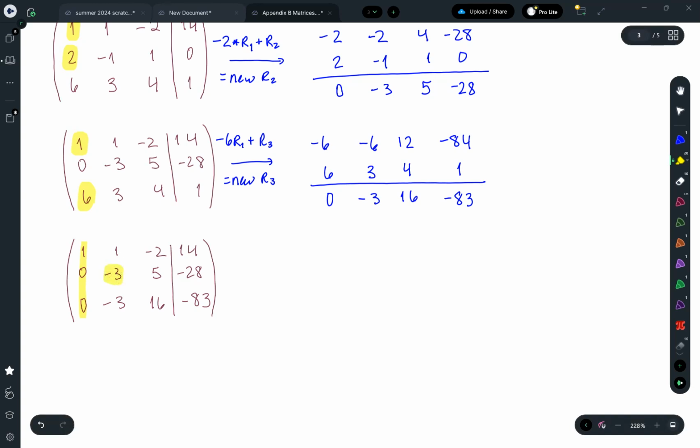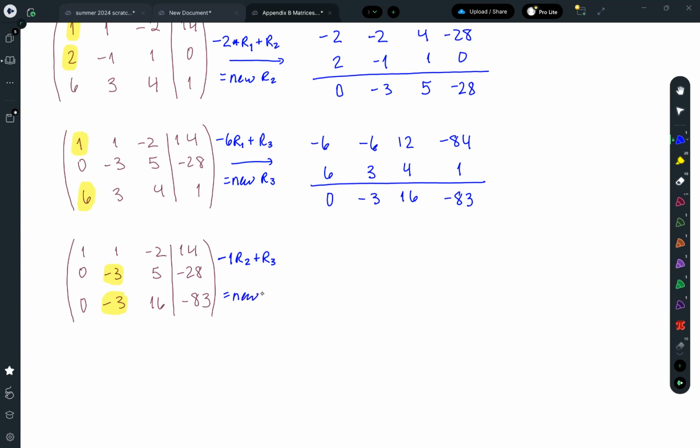Next, I move on to the second row, second column. I want to use that now to eliminate below it. So if I'm in the second column, I'm dealing with y's, right? So I have -3 y's in the second row. If that was a +3 and I added it to row 3, I would get rid of the y's in row 3. So let's do that. I need to make row 2 the negative of what it is. So I do a -1 times row 2, plus row 3. This is going to give me a new row 3 that has the y's eliminated.